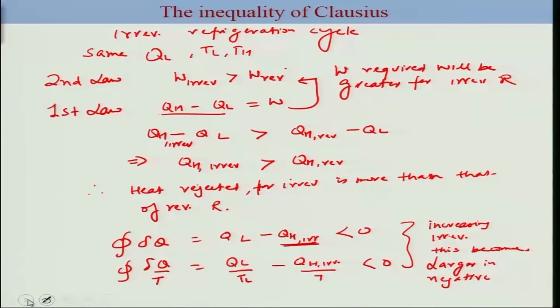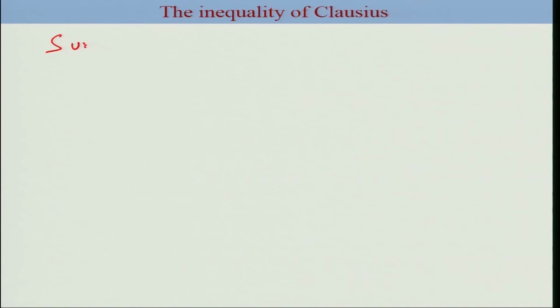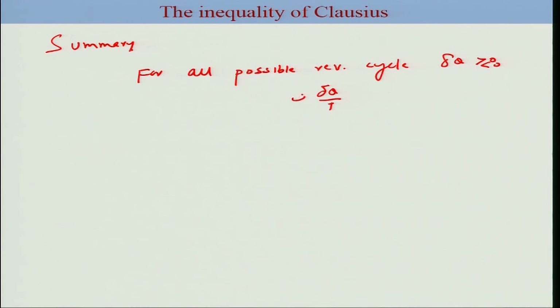So let me just summarize. This is a summary here. For all possible reversible cycles, which essentially means your delta Q can be greater than 0 or less than 0, because it can also have your refrigerator cycle or heat cycle, your del Q by T over the cycle will be 0. So this is for all possible reversible cycles.